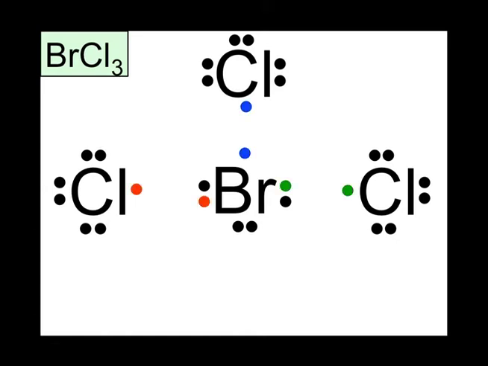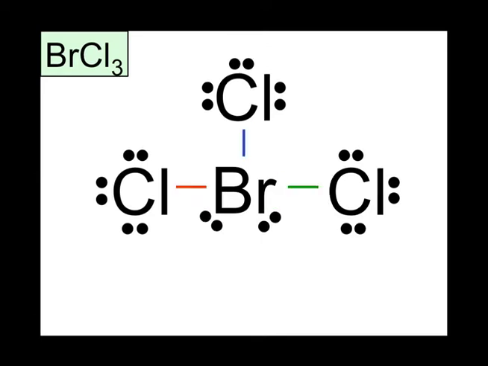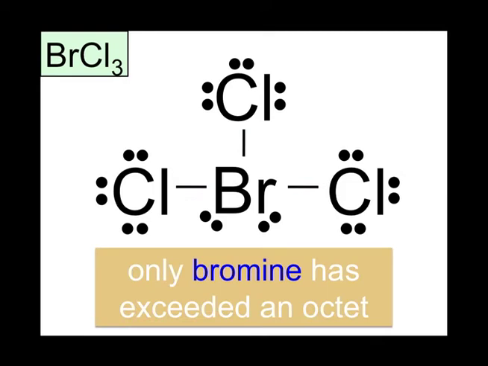Now we need to make bonds between the bromine and these chlorine atoms, and we can break up lone pairs to do it if we need to. So let's put 3 of bromine's electrons into bonds to chlorine, which leaves 2 lone pairs left over. Bromine has exceeded its octet, but each chlorine atom has an octet, so this is a favorable structure, as we know that larger atoms with access to more orbitals are more likely to violate the octet rule.